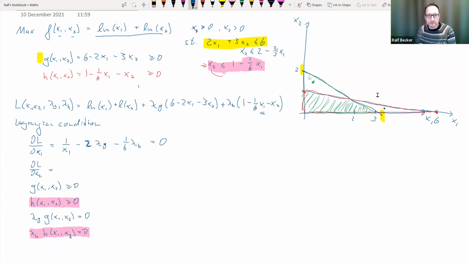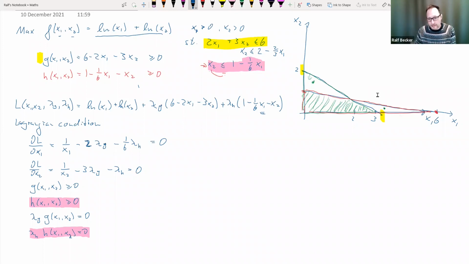Then our partial derivative of the Lagrangian with respect to x2, we have log, that should be ln, log of x2 is 1 over x2. And we have an x2 here, minus 3x2, so we have minus 3 times lambda g. And here we have minus x2, so we have just minus lambda h. That has to be equal to 0. So here are our Lagrangian conditions.